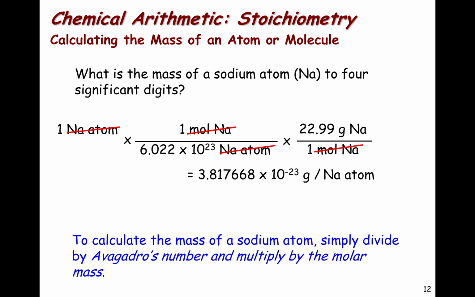Recognize that the question asks us to limit this to 4 significant digits. The 3, the 8, the 1, and the 7 will be the significant digits. But notice that the first insignificant digit, which is a 6, is greater than 5. We need to round the 7 up to an 8. This gives us a final answer of 3.818 times 10 to the negative 23 grams per sodium atom.